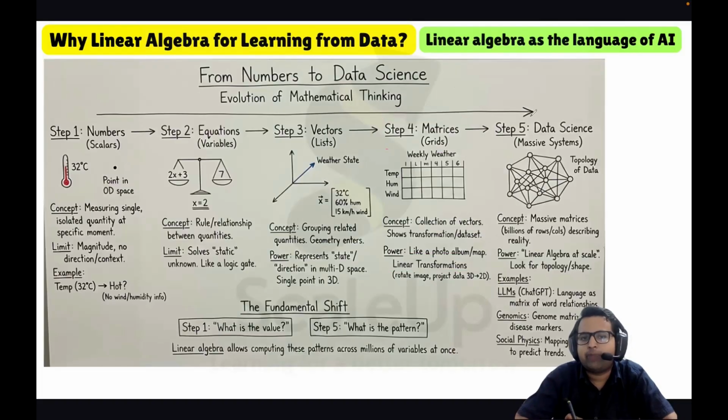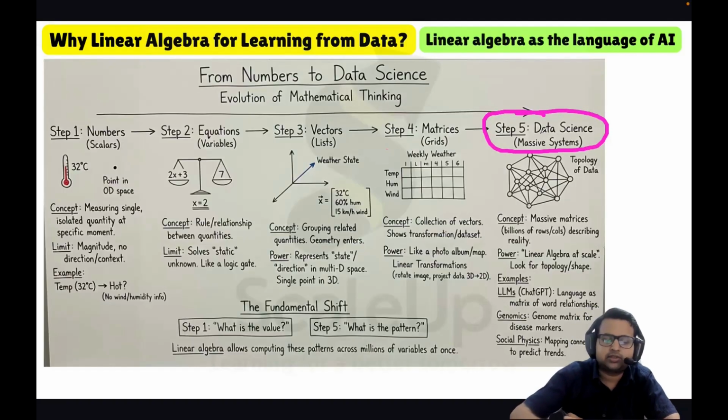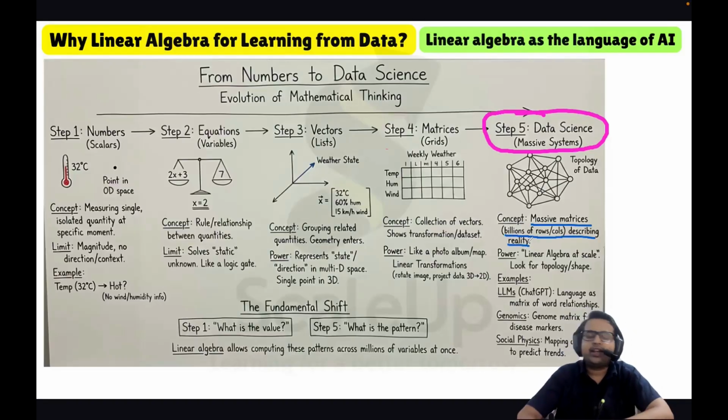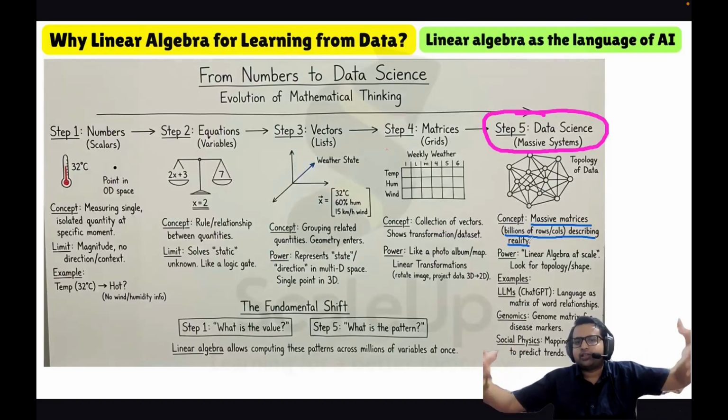Now, in this evolution of mathematical thinking, we have step 5, that is data science. Data science is about massive systems. Let us understand the concept first. We use matrices so large that they efficiently describe reality. In data science, we measure entire systems, making use of massive matrices containing billions of rows and columns describing reality.